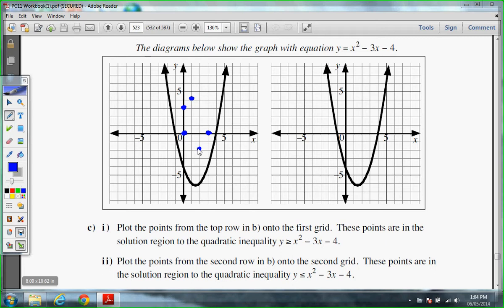The other ones, negative 3, 0. 0, negative 7. 7, negative 1. Negative 4, 2. 8, 5. And negative 5, negative 2. Okay, so then what do we notice?